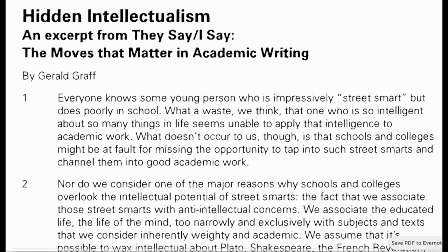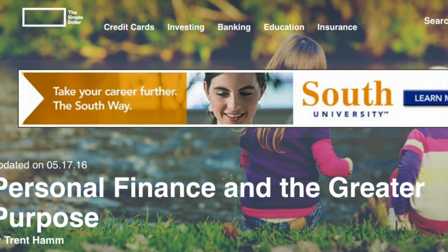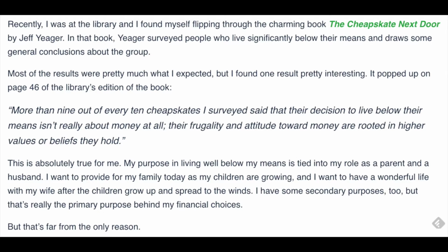Now that is an example of how to start with a generic they-say, but the same principle applies if you want to respond to a specific source. Okay? Take, for example, this post from the personal finance blog, The Simple Dollar. The author, Trent Ham, begins by describing himself flipping through the book The Cheapskate Next Door at the library. Then he briefly summarizes the book's argument that choosing to live below your means should be grounded in your higher values and beliefs. The following paragraph expounds on how his own life connects with that book's argument, but then the author pivots with, "But that's far from the only reason."